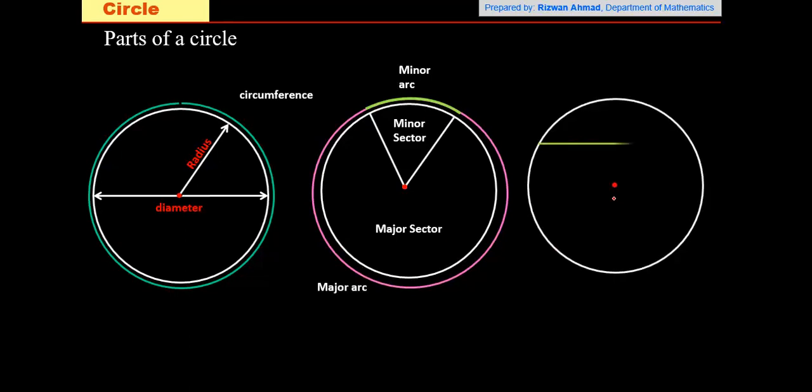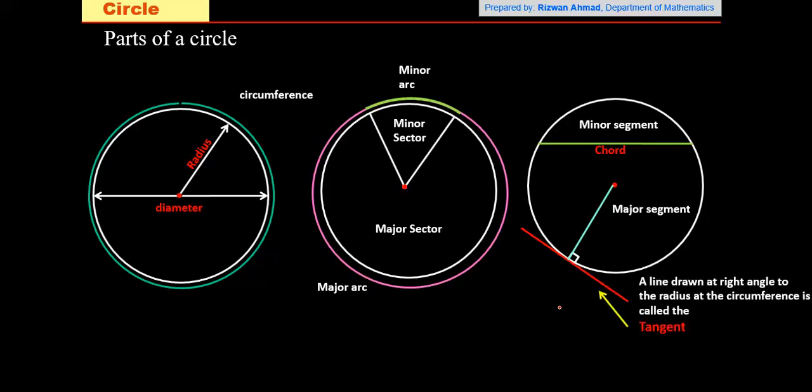And if we join two points of a circle, this line is called the chord. A chord may be a diameter if it is passing through the center. A chord also divides the circle into two parts, but these parts are called segments. This is the smaller, so it's called the minor segment, and the bigger one is called the major segment. As we know, this is the radius, and any line drawn perpendicular to the radius and touching the circle is the tangent to the circle.